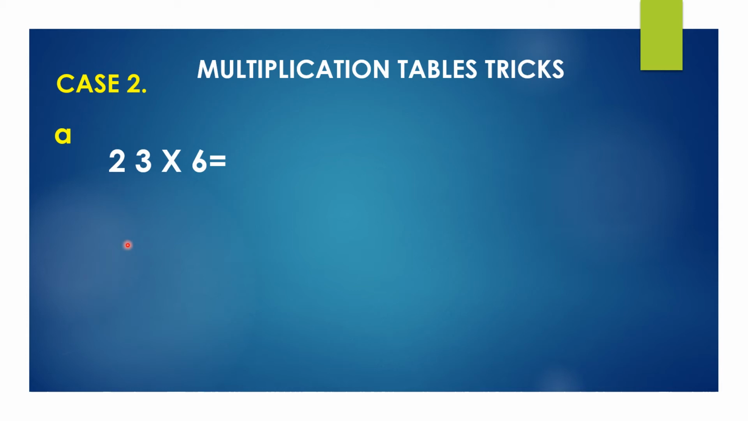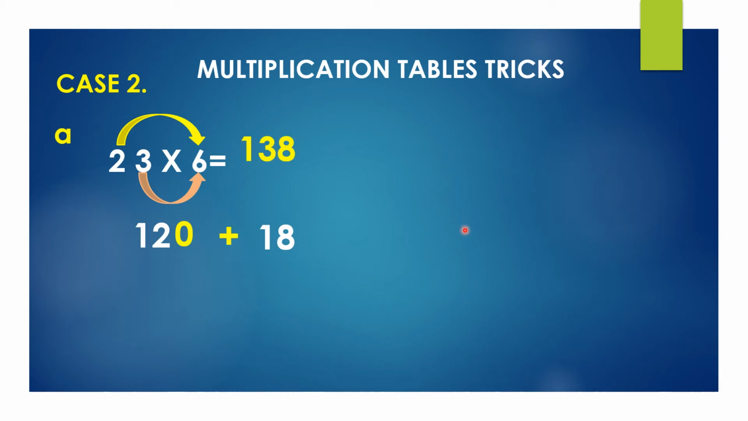So, let's see 23 into 6. This method is a little different. First step, 2 sixes are. You multiply this 2 and write the answer as 12. Just beside 12, you write 0. Now, second step, 3 sixes is how much? 18, you write. Now, you add both these numbers. 120 plus 18 is 138. It will be very easy. For the 2-digit numbers where the tens place has a number other than 1, at that time we have to follow this method.